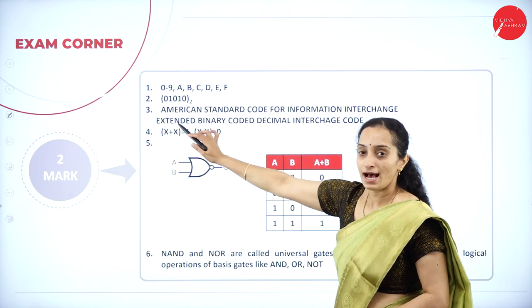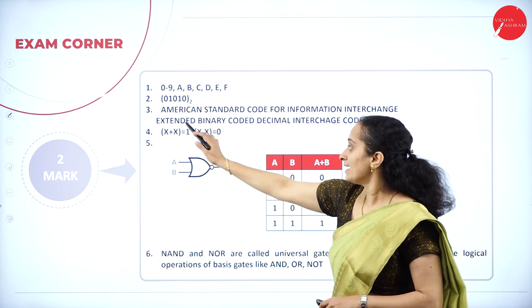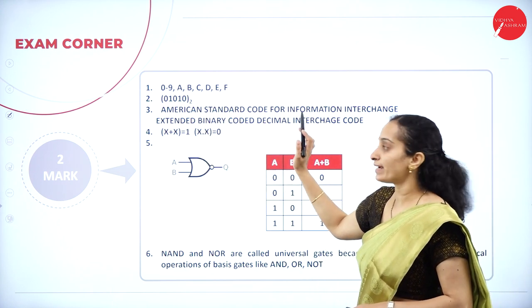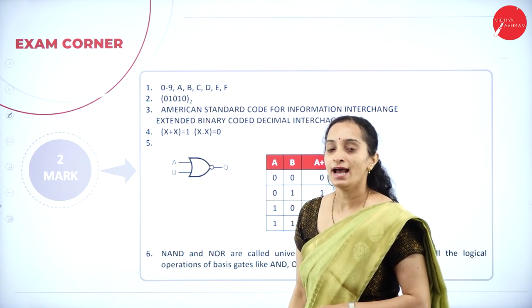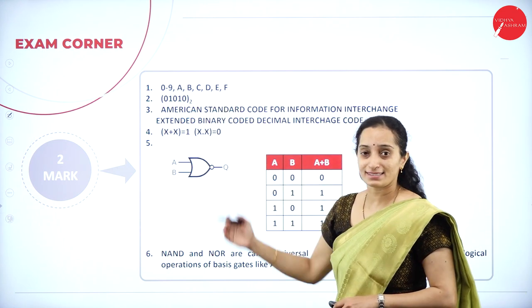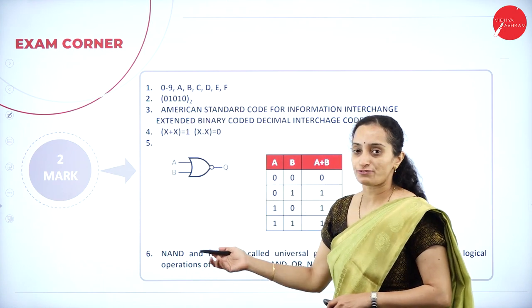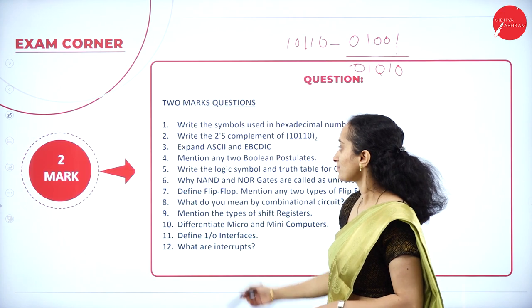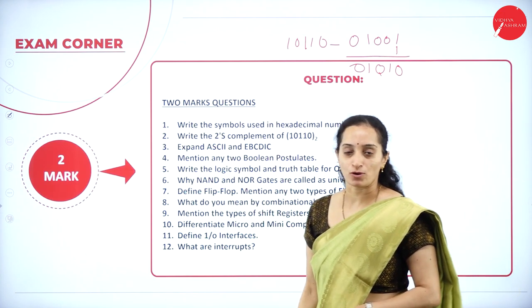So the answer is American Standard Code for Information Interchange and Extended Binary Coded Decimal Interchange Code, EBCDIC. You can answer it easily, isn't it? Within the first 5 minutes, you can answer most of the questions, right? Next is, mention any 2 Boolean postulates.